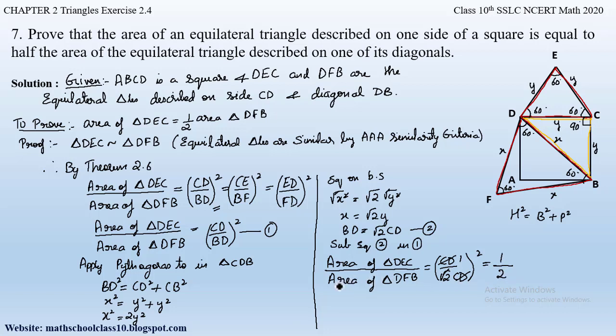Now let us send this area of triangle DFB to the right hand side. Since here it is in division form, when it is sent to the right hand side it will be in multiplication form. So write down area of triangle DEC is equal to half into area of triangle DFB. Right? So this is what we had to prove initially. This is very easy if you understand the problem.